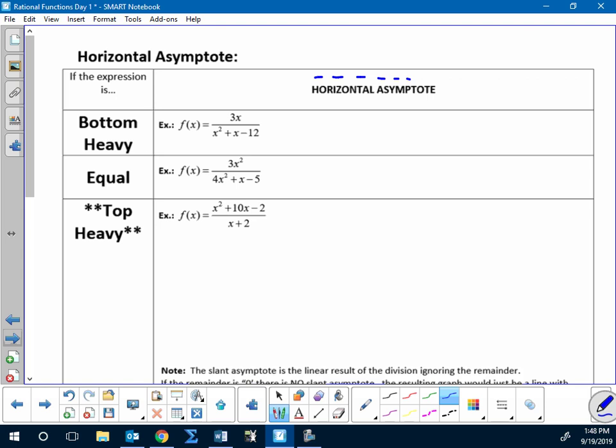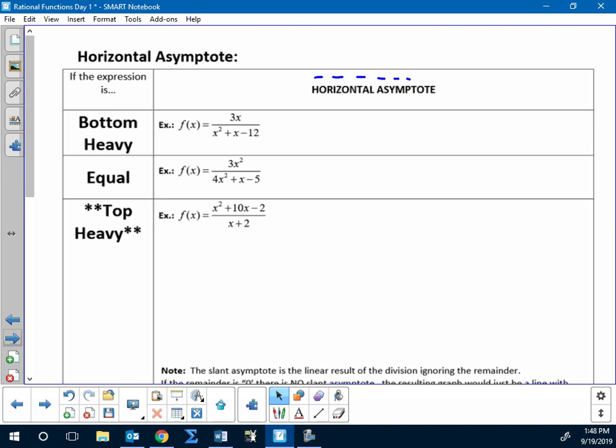So it will tell us when the graph is going to flatten out or what the graph is going to go towards as we're graphing it. You're allowed to cross it, which I'll show you what that looks like later. But you are allowed to cross a horizontal. You can never cross a vertical asymptote.